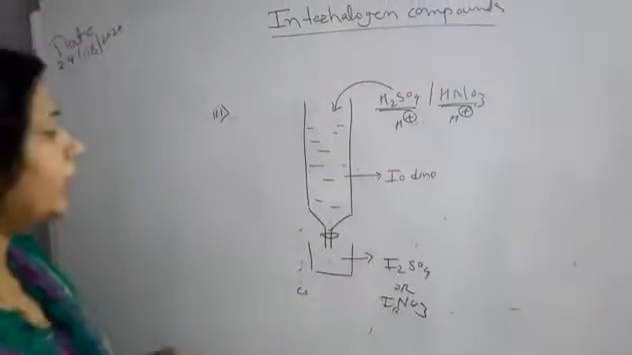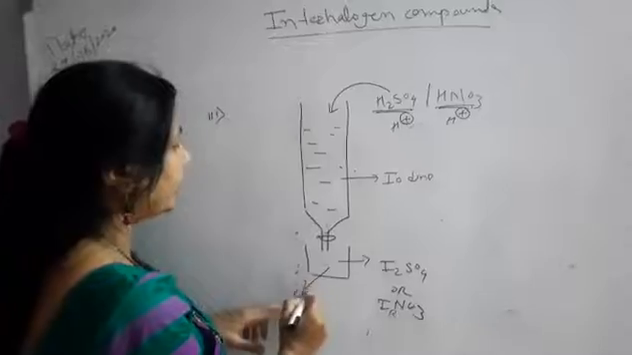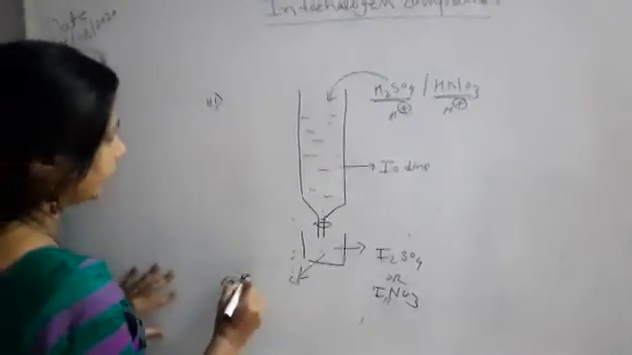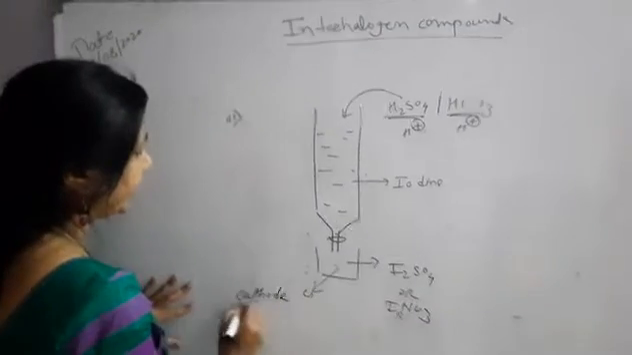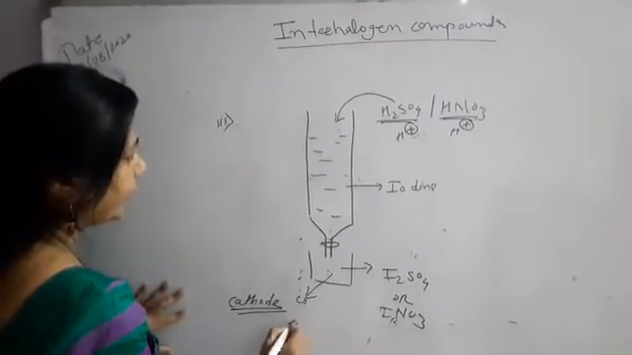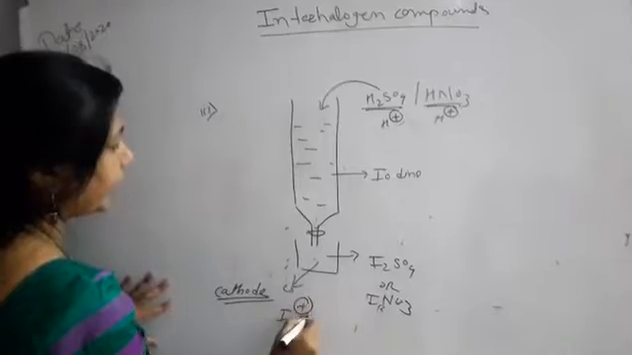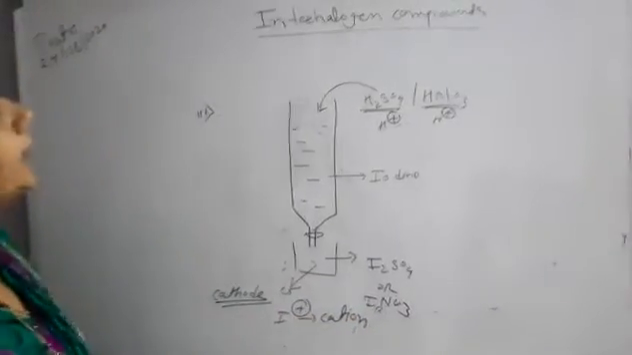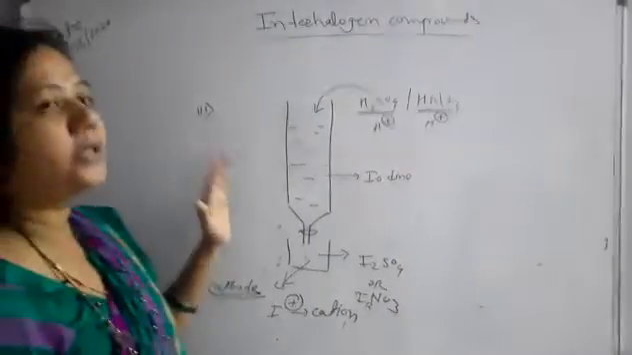When we electrolyze this solution, we get iodine at the cathode. That is, at the cathode the iodine is liberated. It indicates that iodine has a positive charge, that is, it is a cation. Again this explains the basic nature of iodine. So this is the third point.